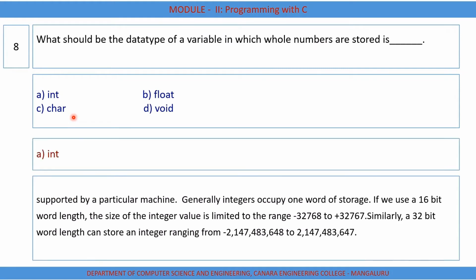Next, what should be the data type of a variable in which whole numbers are stored? Option A is int, option B is float, option C is char, option D is void. The correct answer is option A, int. To store a whole number, an integer number, the data type is int. Char is used to store characters, float is used to store fractions, and void represents that the function is not going to return any value.